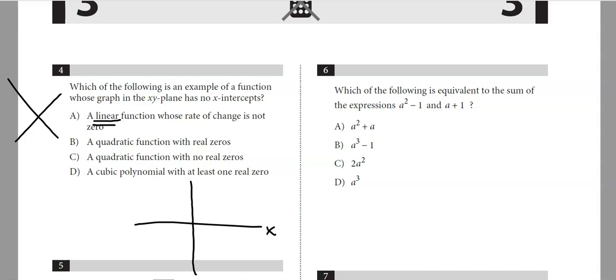A quadratic with real zeros. Real zeros mean that you actually hit or you touch the x-axis. So zeros are what points are down here. They're solutions, they're roots, a lot of different names for zeros.